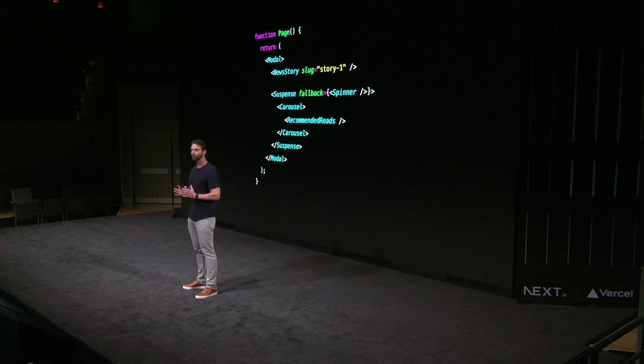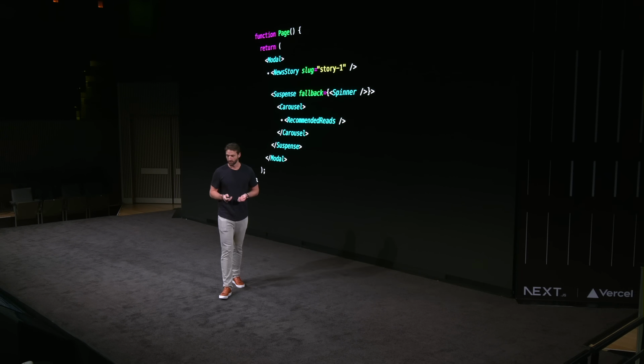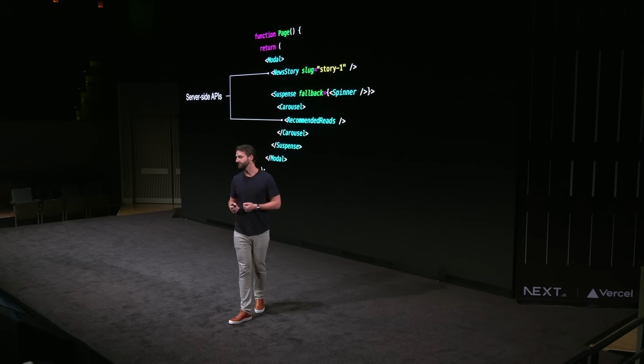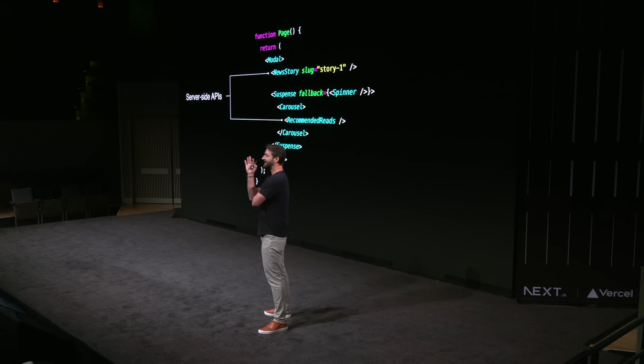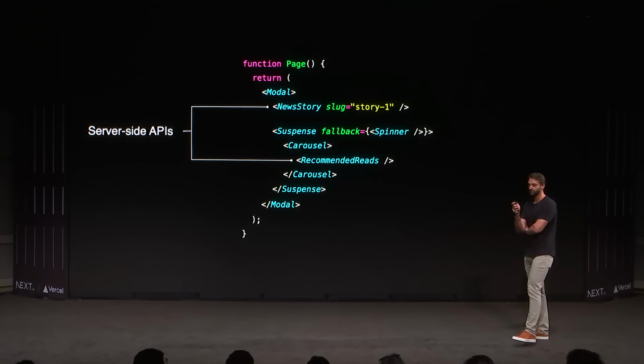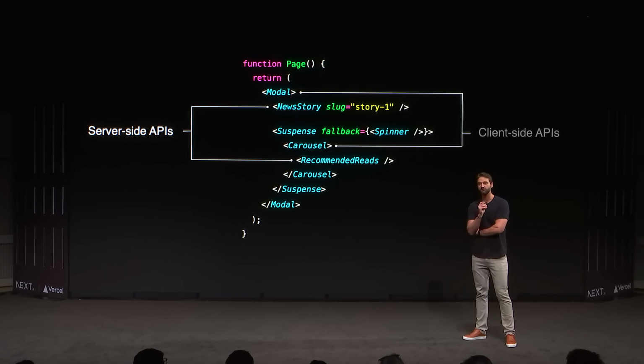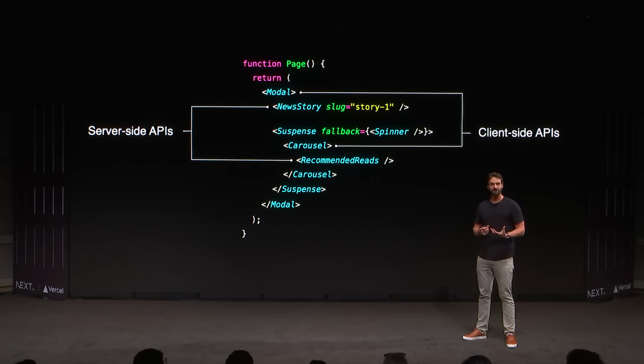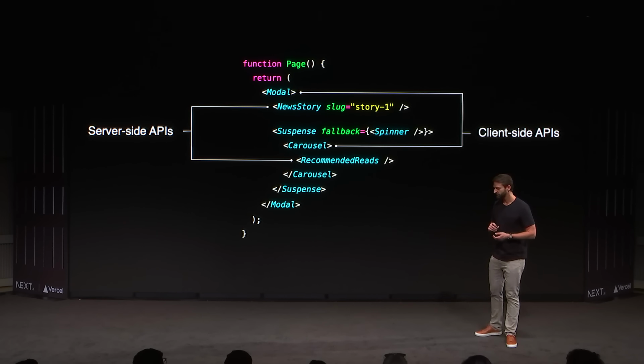It looks like a very simple React tree, but there's a lot happening. News story and recommended reads are depending on server-side APIs within the component. They are using server-side APIs on the server. And the modal and carousel are using browser APIs. They're using APIs to animate. They're getting references to elements. They are attaching click handlers to listen for clicking outside of the modal, or keyboard listeners to listen for hitting escape to close.